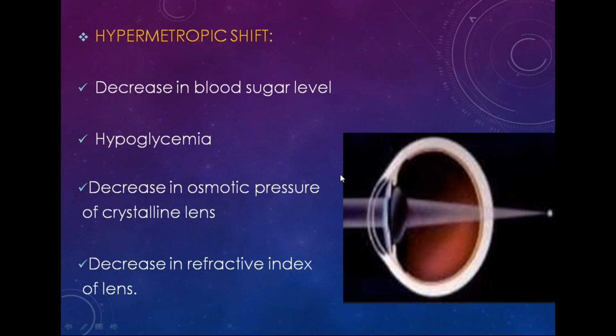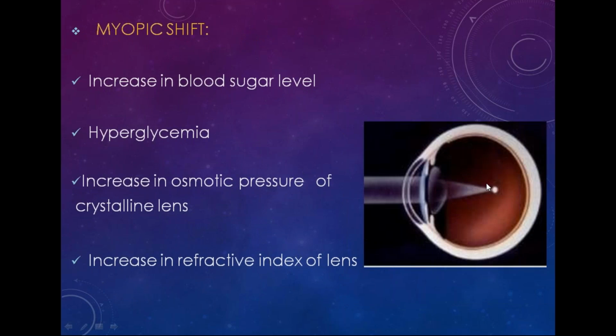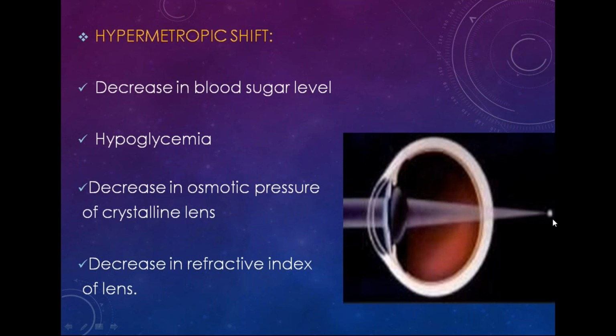You know, hypermetropia, what does it mean? The parallel rays of the eyes are focused beyond the retina. Whereas myopia means they are focused in front of the retina. The parallel rays of light coming from infinity focused in front of the retina is called myopia. You can see they are focused in front of the retina. Here it is the retina. Here they are focused beyond the retina. That is called hypermetropia.